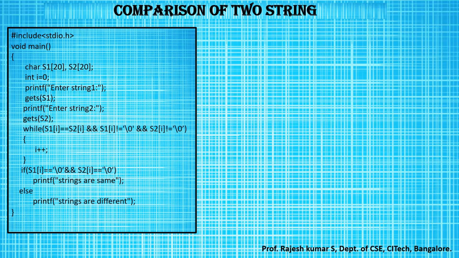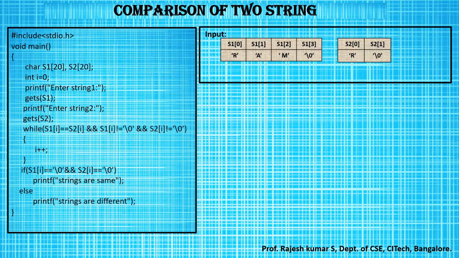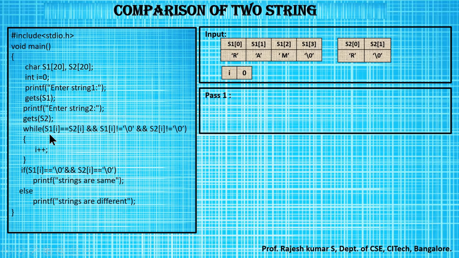Now let us see one more example program, to display the message strings are different. For example, here I've taken two strings. In the S1 array, I've stored RAM, and in the S2 array, I've just read the value R. I've read the character R over here, that's all. So coming to the logic of the program, we'll just start the tracing of the program.